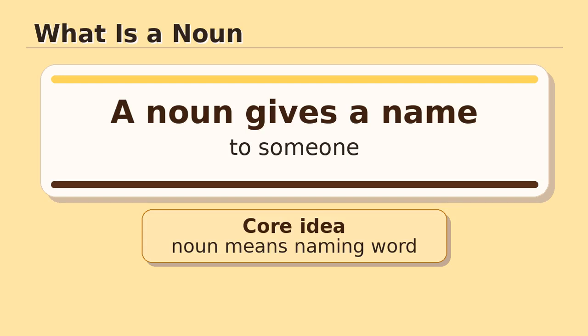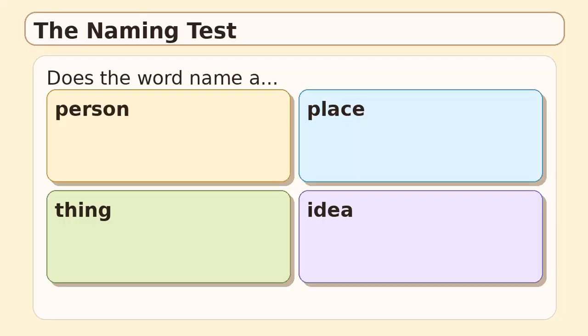A noun is a word used to name a person, place, thing, idea, feeling, or group. That is the short definition, but we will go much deeper than that. When you are unsure whether a word is a noun, ask a simple question. Is this word naming a person, place, thing, idea, feeling, or group in the sentence?